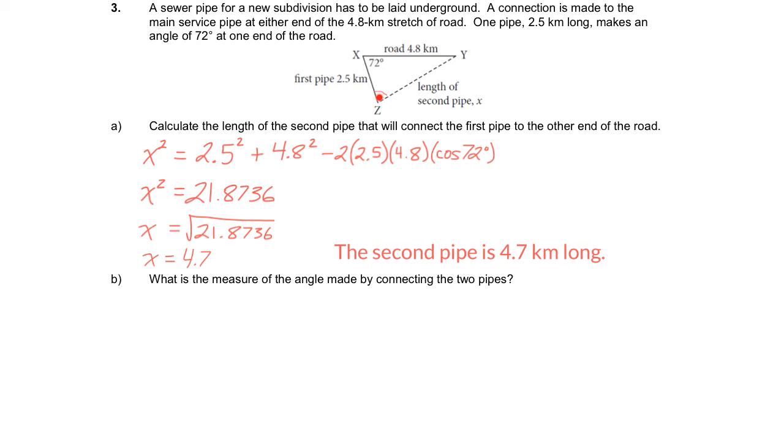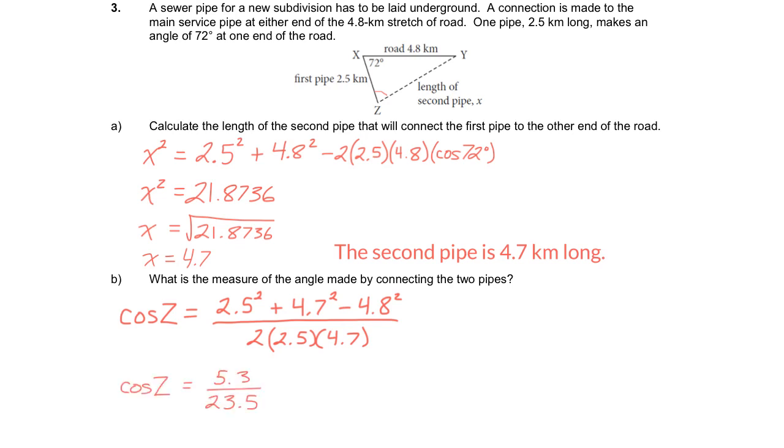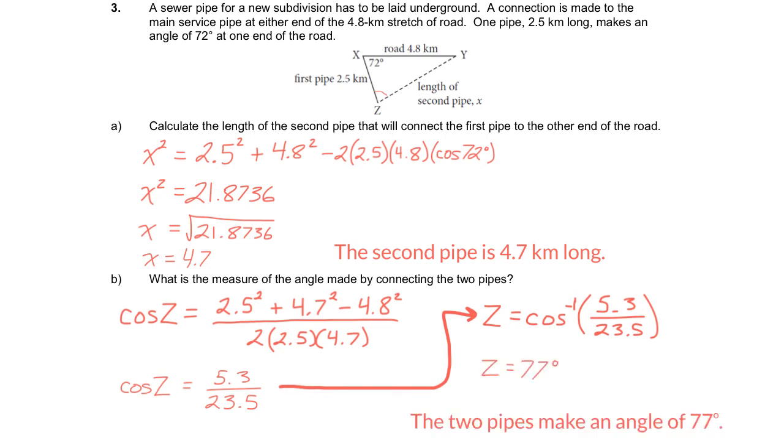Let's use the cosine law again. So I'll set it up. Remember, the opposite side is 4.8, so that's the one I subtract in the cosine law. You have to be watching for that. Now I just plug it in my calculator, and don't forget to do the inverse cosine at the end to get the angle. So the two pipes make an angle of 77 degrees.